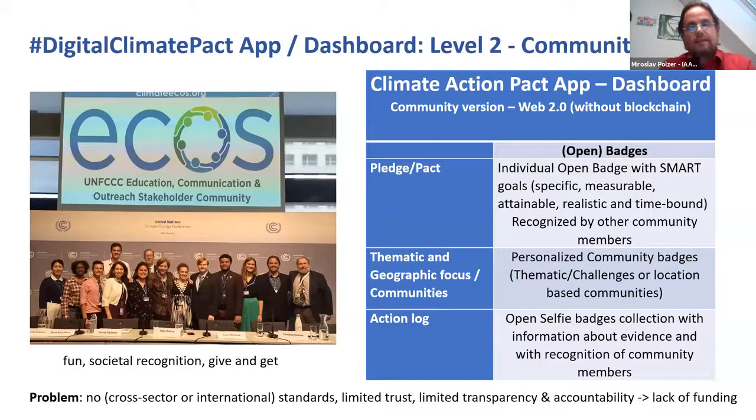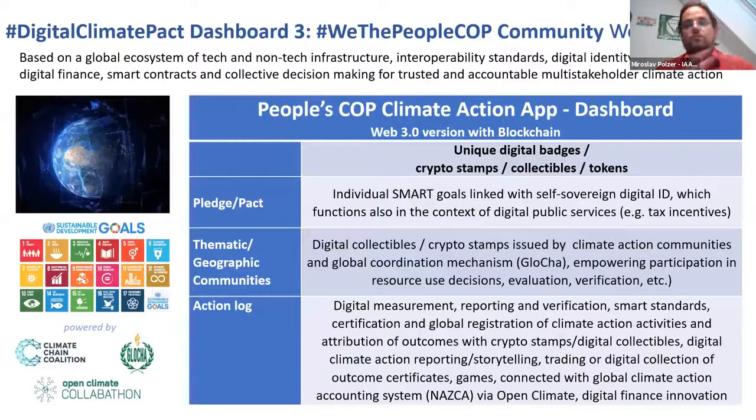But as long as there are no standards and really the transparency and accountability, it's not functioning in a global context, and also the incentive mechanisms, the financial flows will not come because there's too much potential for fraud and incorrect behavior.